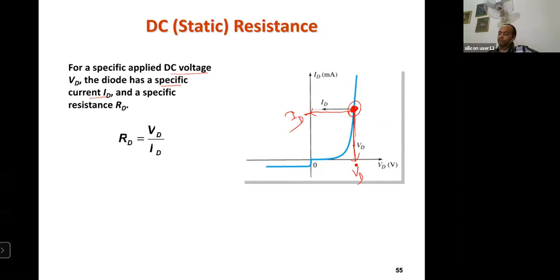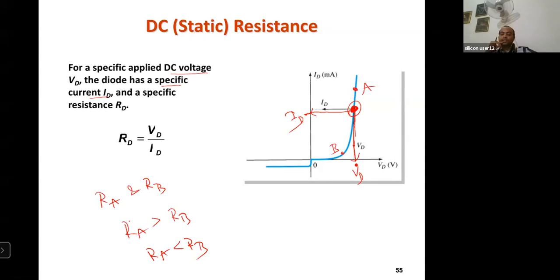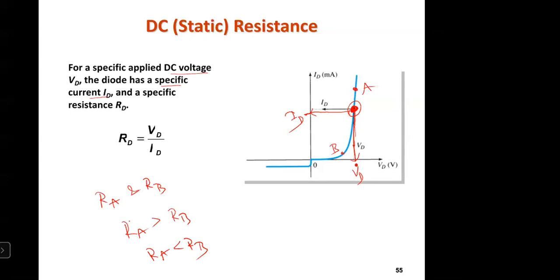Tell me whether the resistance at this point, let us say this point is A, this point is B, RA and RB. So what is the relationship between RA and RB? Whether RA is greater than RB or RA is less than RB. RA is greater than RB. Anyone else? Yes, sir, RA is greater than RB, because tan theta is more, sir. That's why RA is greater than RB.